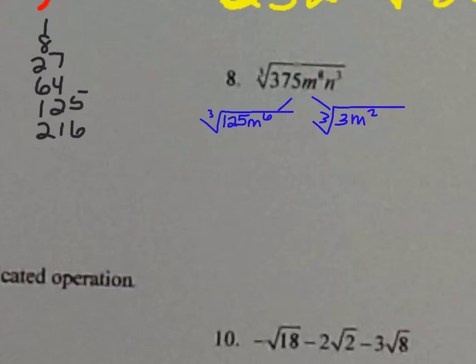N to the 3rd is a perfect cube, so we put it on the left, and the reason why is because the exponent is a multiple of 3. The cube root of 125 is 5. The cube root of m to the 6th, we take 6 and divide by 3. That's 2, so it's m squared. And the cube root of n to the 3rd is n. Just take 3, divide by 3, and we get 1. And then we have the cube root of 3m squared.